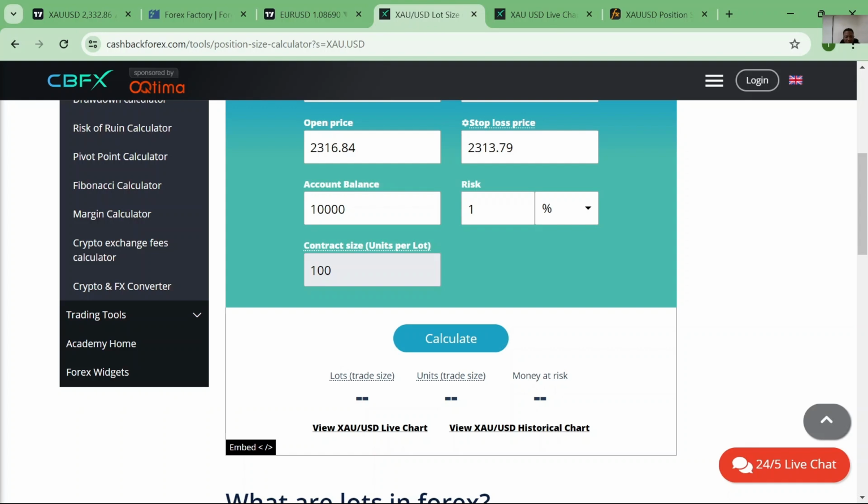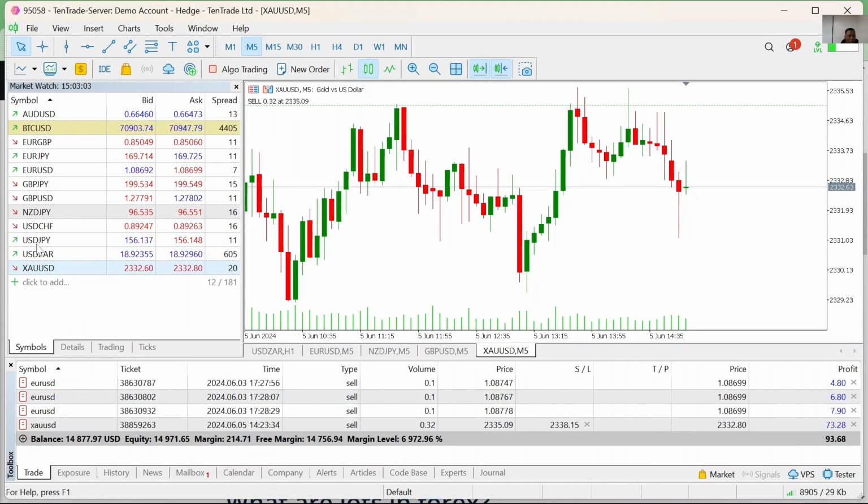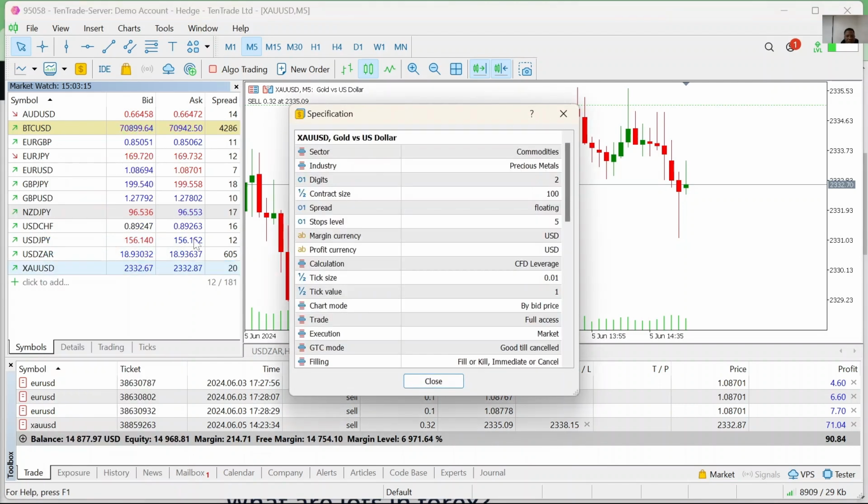This contract size is very important because it varies with respect to brokers. You need to go back to your broker and check the contract size for gold. Currencies are uniform across all brokers, but when it comes to commodities, indices and the rest, it varies. So you need to check the contract size of your broker. The broker I'm using is 10 Trade. You go to the 10 Trade platform, go to gold, click on gold, right click on it, go to specification, contract size. You can see their contract size on gold is 100.